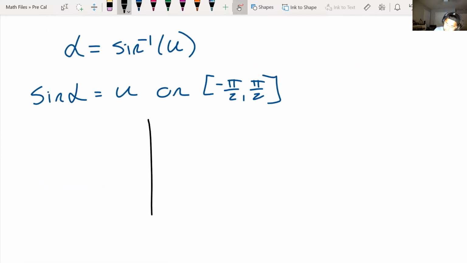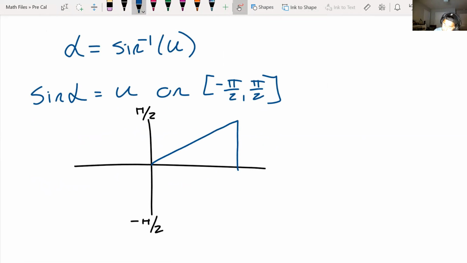Unit circle time. There's negative pi over 2. Here's pi over 2. And if sine is a positive u, then we're definitely in quadrant 1. So here's alpha. And now you have to make u into a fraction. You're going to put u over 1, which means that the height of the triangle is u. The hypotenuse is 1. And what would the base be? Square root of 1 minus u squared. Very good.